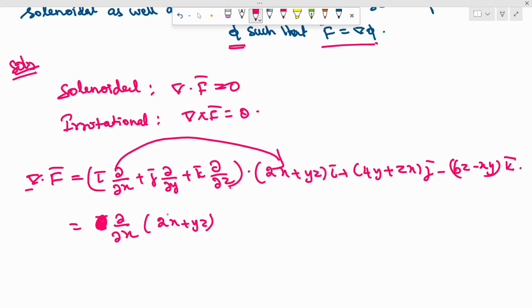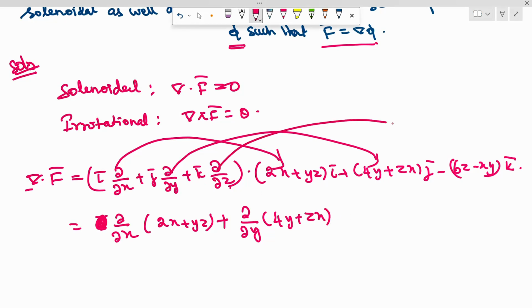Here there is no i. Dou by dou x of (2x + yz) plus, second term into second term, j dot j value 1, we will get only dou by dou y of (4y + zx), and then third term, k dot k value 1, plus dou by dou z of, this negative sign is common for both, taking inside it will be (−6z + xy).